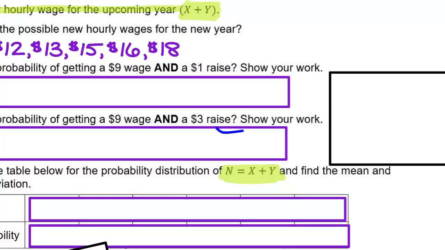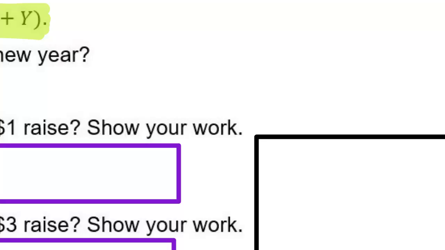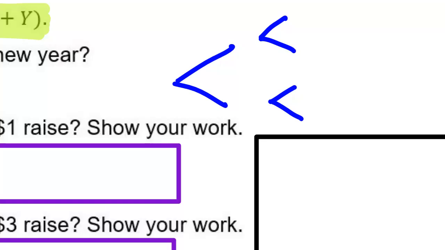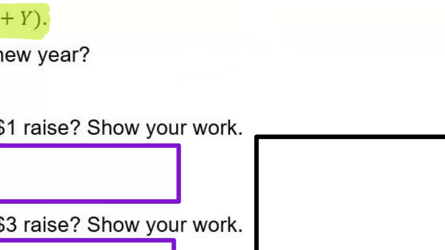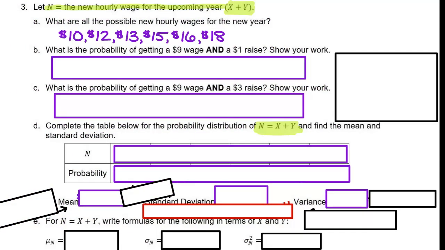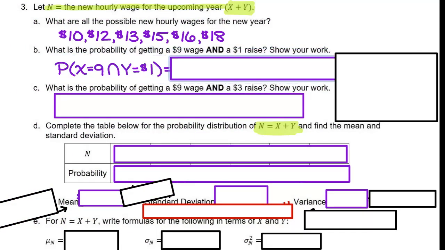Multiply. In this case, because the events are independent, my tree diagram we always use for dependent, although it also works for independent. So I would have my probability of the $9 an hour wage, so 0.3, and the probability of a $1 raise, which would be 0.7. I would multiply those two together to get the probability of the intersection, the probability of the and. So this is what it would look like with my probability notation. Probability that x equals 9 and intersection y equals 1.